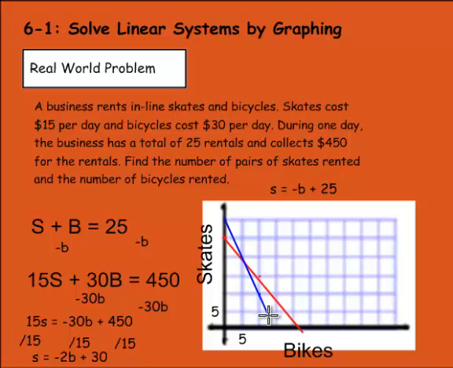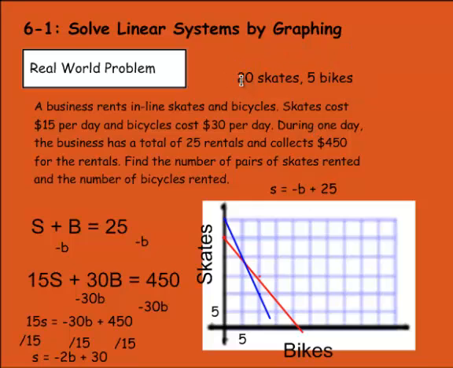Down we go. And it looks like we have our intersection here. And the intersection would be how many bikes we sold and how many skates we sold. So it looks like we sold 5 bikes, then we also sold 20 skates. So we would write our answer up here. So 20 skates, 5 bikes.